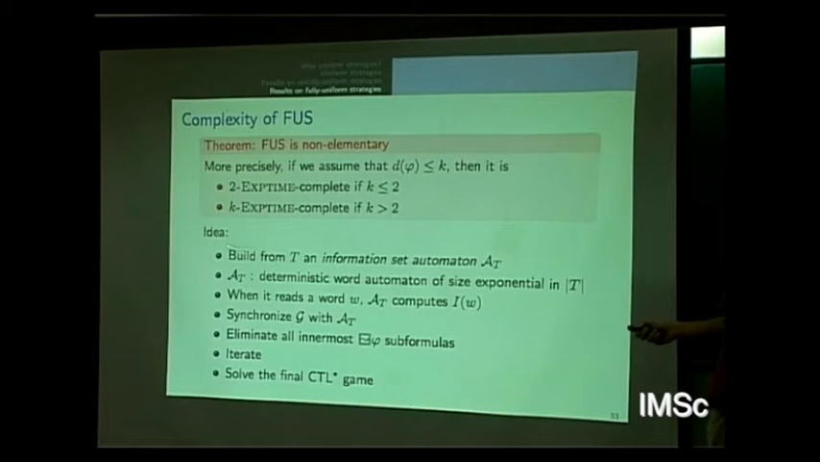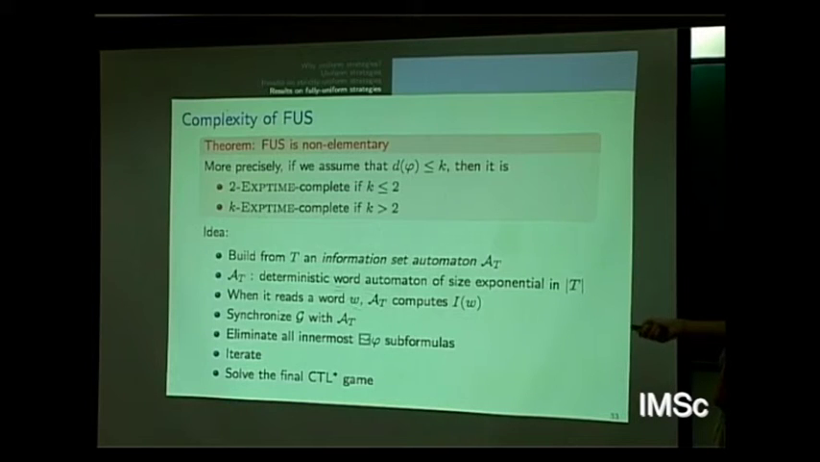How do you do that? From the transducer that recognizes the relation, you build an information set automaton. So what is that? It's a deterministic word automaton that is exponential in the size of the transducer that computes information sets. So in what sense? So, information set automaton.